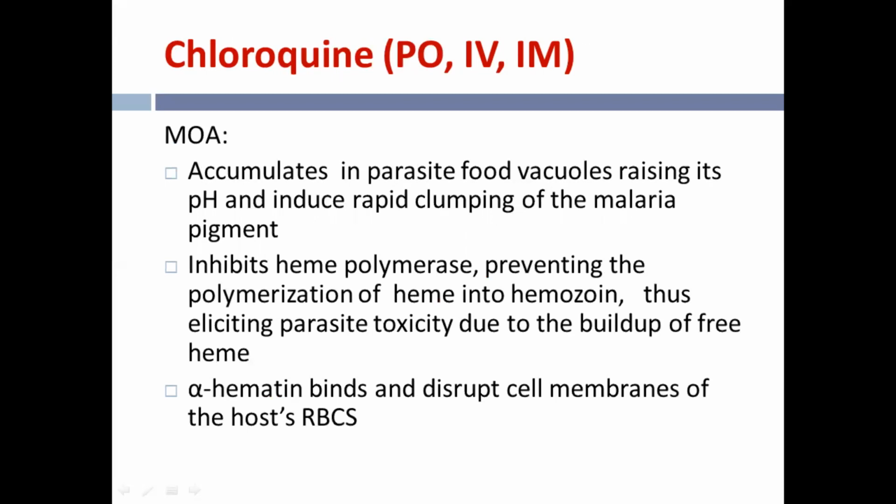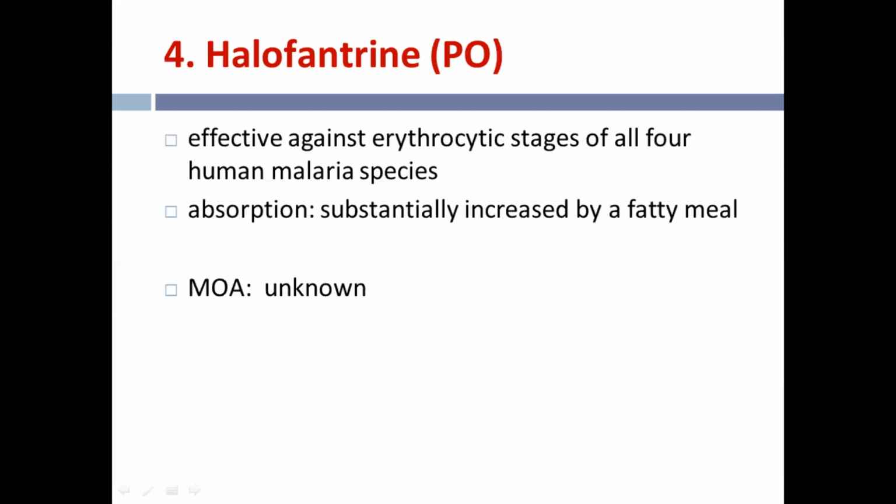So the mechanism of action is that it accumulates in the parasite food vacuoles, raising its pH and inducing rapid clumping of malaria pigment. No? It also inhibits heme polymerase. So ang nangyayari, mamamatay yung malaria species. Halofantrine is an oral drug effective for the erythrocytic stages of the human malaria species.